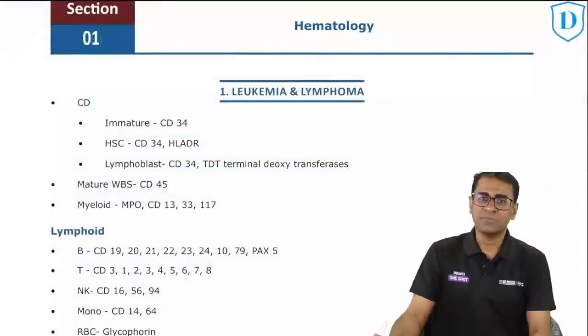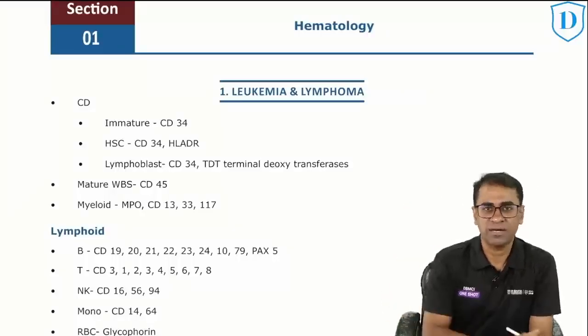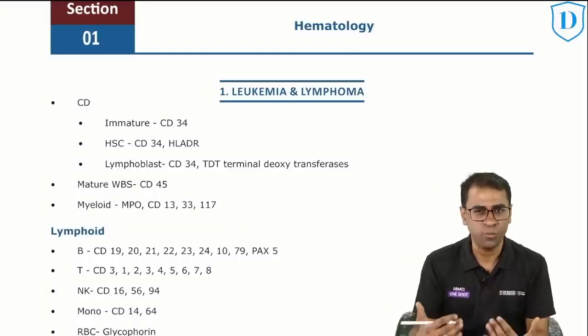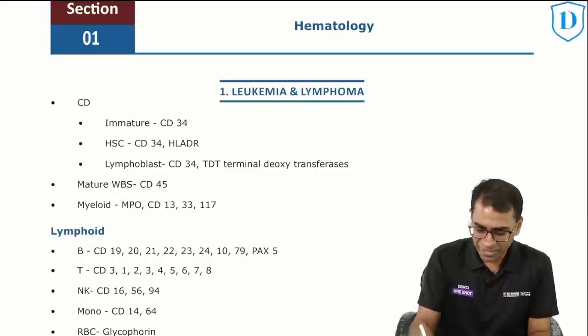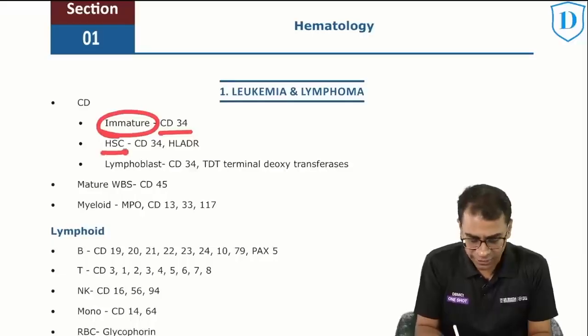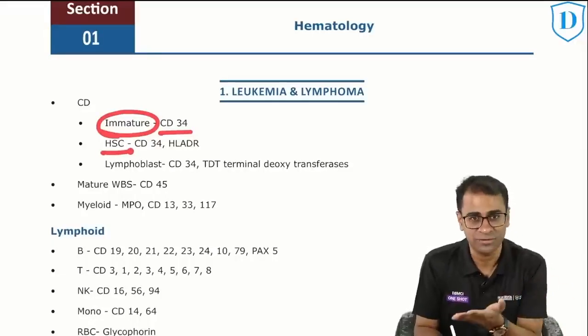So let's start with the topic of CD markers here. The CD marker of the immature cell is CD34. You all know about this. How to remember the CD markers is very important, and one question always comes from CD markers. The CD marker of any immature cell is CD34. So my question is, do you expect a hematopoietic stem cell to be an immature cell? Yes. So the marker is 34.